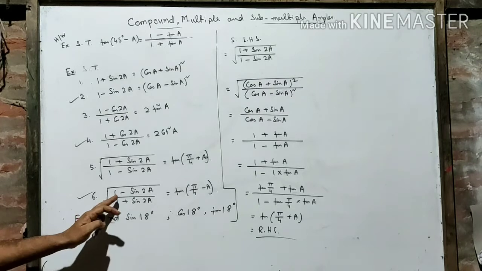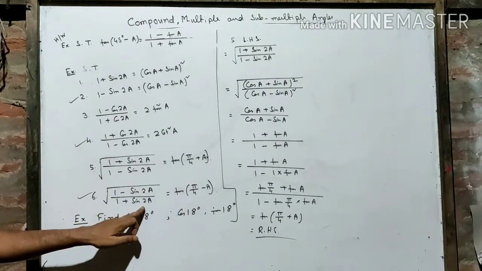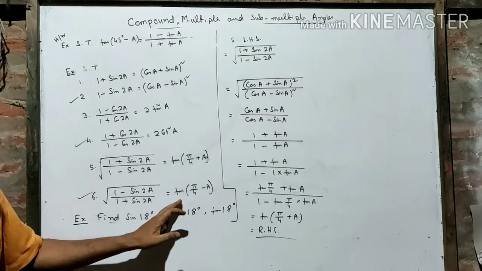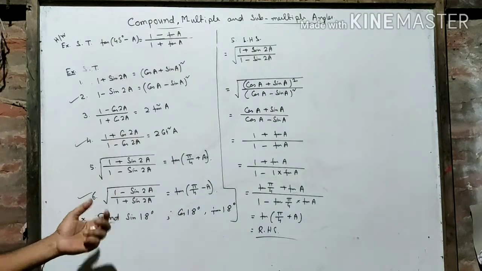Number 6. Root of 1 minus sin twice a divided by 1 plus sin twice a is equal to tan of pi by 4 minus a. This is your homework. Okay.